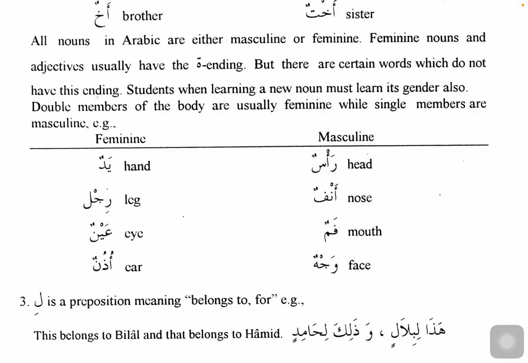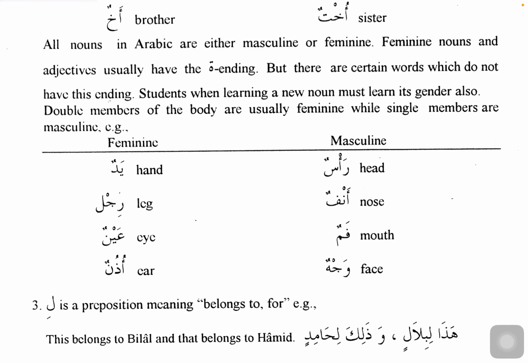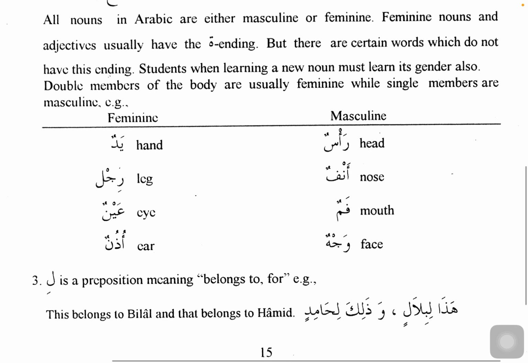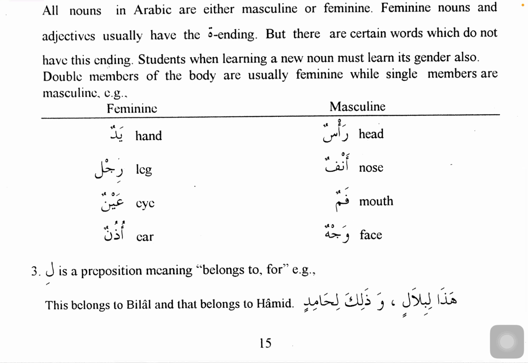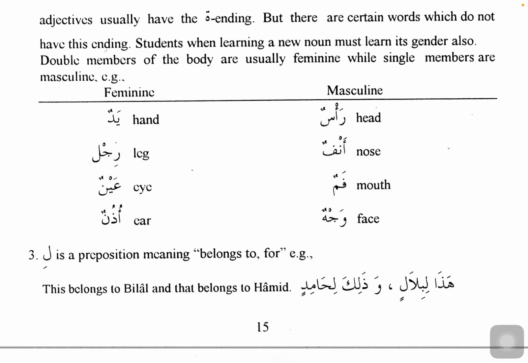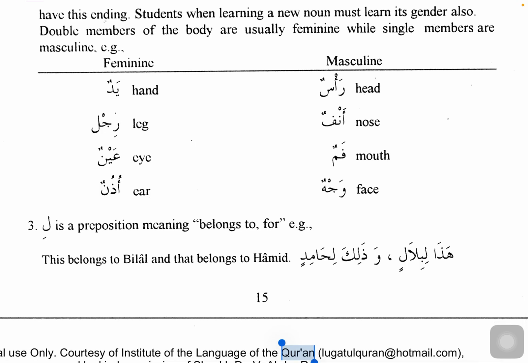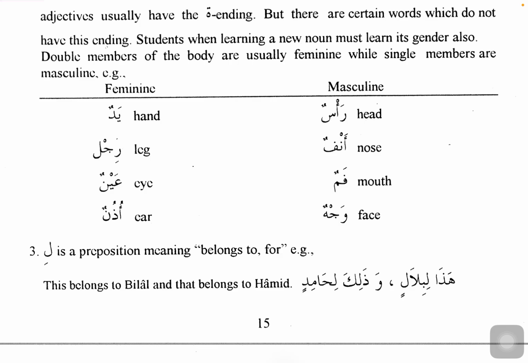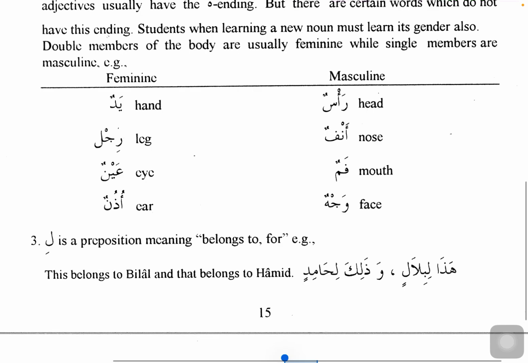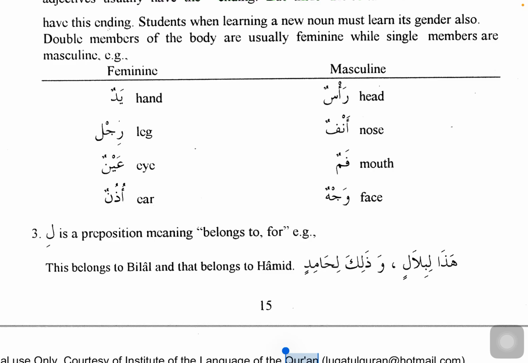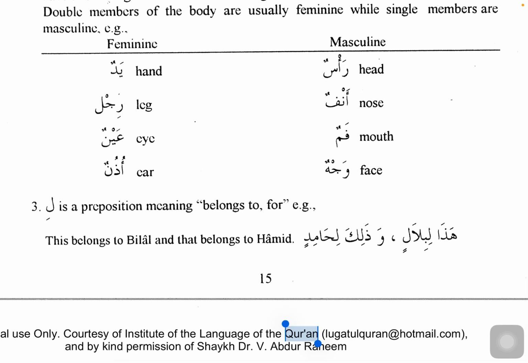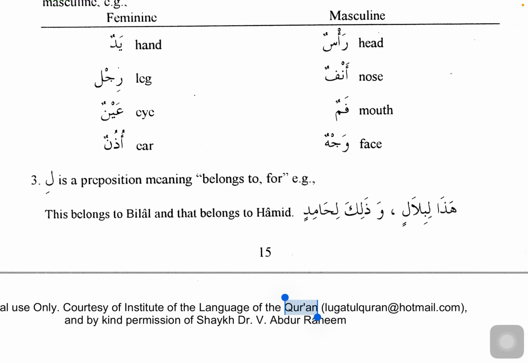Okay. Now, double members of the body, which means the body parts that come in a pair, are usually feminine, while the single are masculine. So we have a list. The example, head is ras, it is masculine. Nose, anfun, masculine. Mouth, famun, masculine. Face, wajhun, masculine. Hand, yadun, we have 2 hands, so it's feminine. Leg, rijlun, we have 2 of them, feminine. Eye, ainun, which is feminine. Ear, udhunun, which is also feminine.